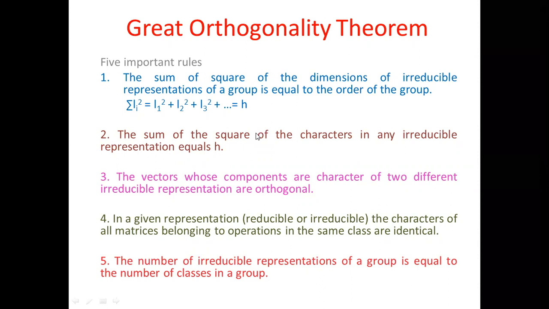The first important rule for the Great Orthogonality Theorem is that the sum of the squares of the dimensions of the irreducible representations of a group is equal to the order of the group. So we have n number of representations, and the sum of the squares of their dimensions is equal to the order of the group, that is h. Let us take an example.